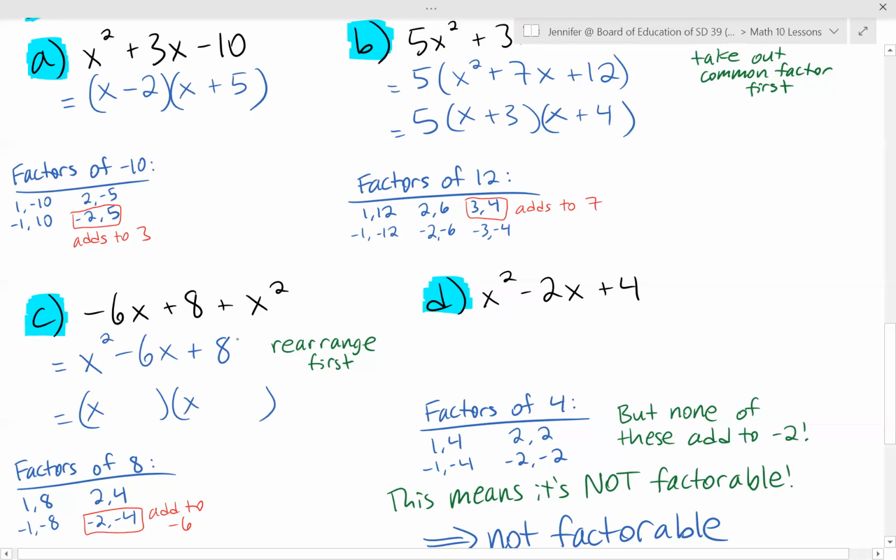We'll list the factors of our c term, which is 8. We've listed them all out here. And then find the ones that add to -6, which are these two. So it's going to be -2 and -4.